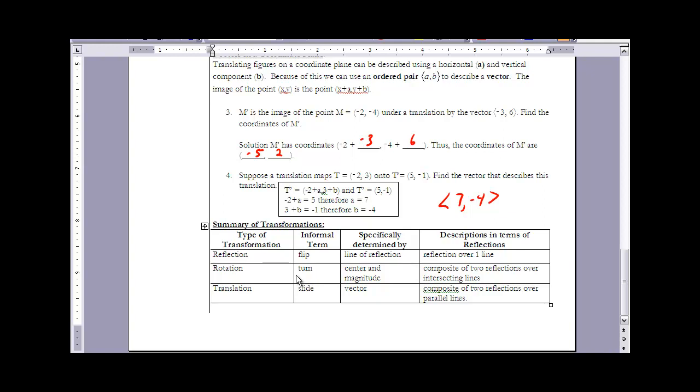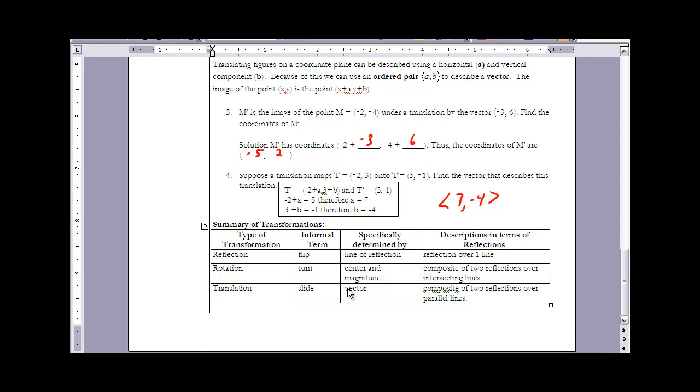Now, how are they specifically determined? What determines what's going to happen in that transformation? In a reflection, we're using a line of reflection. In a rotation, we're using a center and a magnitude. And in a translation, we're using a vector.